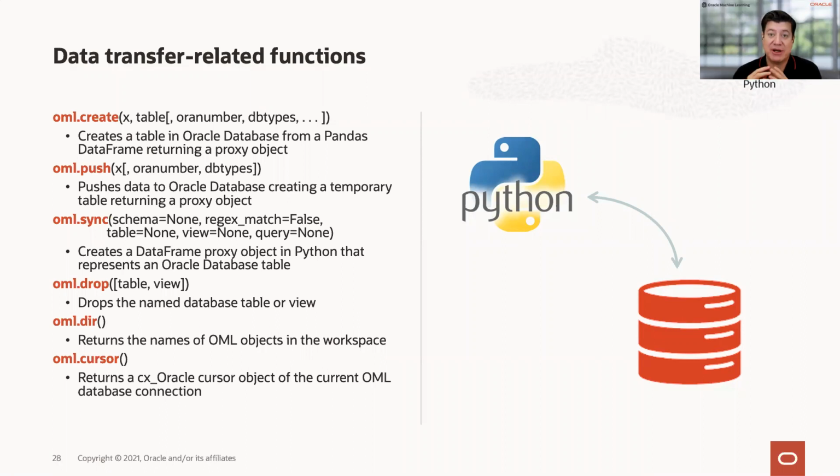Then you have OML sync, where you say, okay, I would like to connect to data that is in the database. OML sync will take a name of a table, a name of a view, or even a query. You can just write a SQL query of what is the result that you want to point to as a proxy object, so you can type any Oracle SQL query at that point. Then you have drop, so that you drop a table or view, and then the directory, so dir, so you can check the names of the OML objects that are available to you, and then OML cursor as well. So you can get a cursor for that Oracle database connection directly, okay?